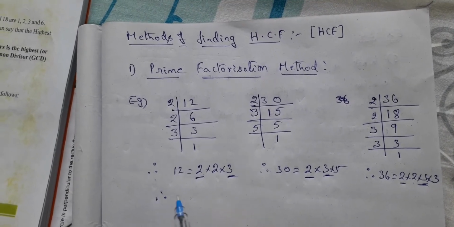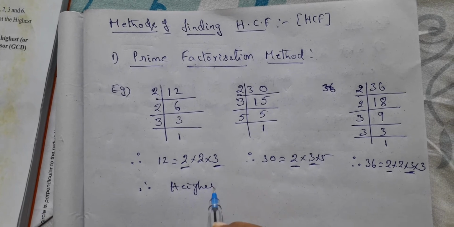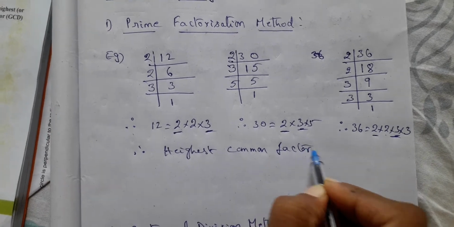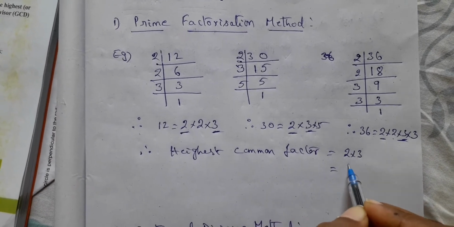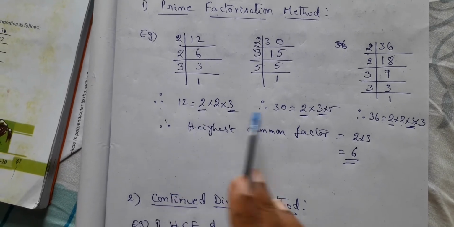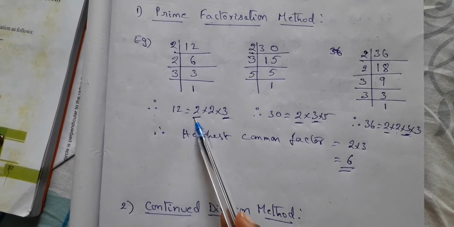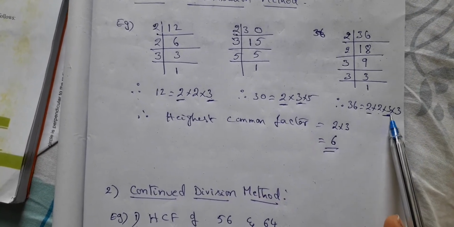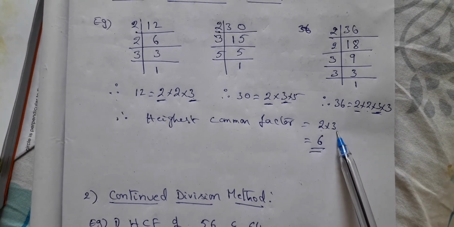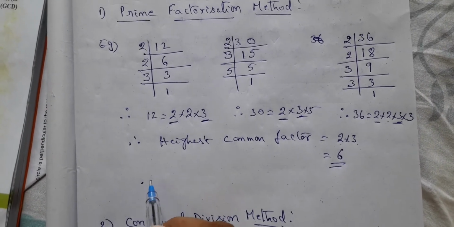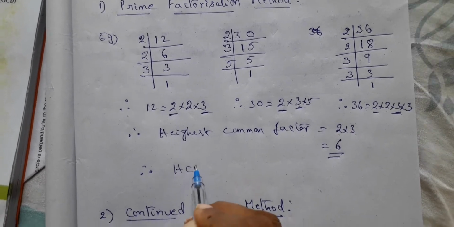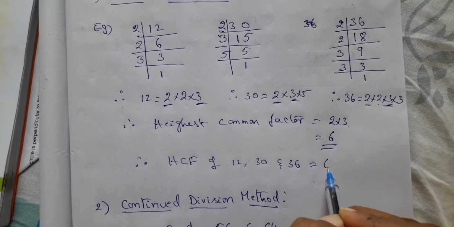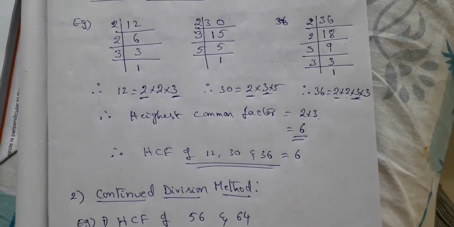So therefore the highest common factor is 2 into 3, which is equal to 6. So common factors are 2 and 3. Highest common you are asking. So therefore 2 multiplied by 3. Is it here? Yes. Is it here? Yes. Is it here? Yes. So therefore what is the highest common factor? 2 multiplied by 3. Therefore HCF of 12, 30 and 36 is equal to 6. This is how you have to write the answer.